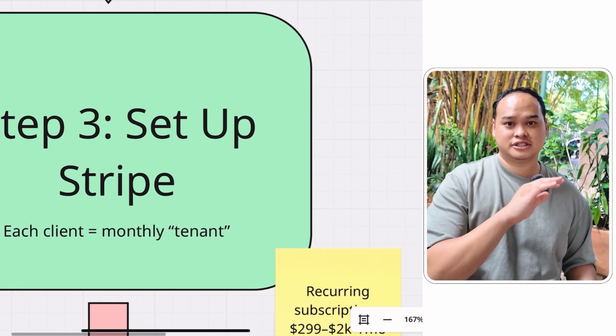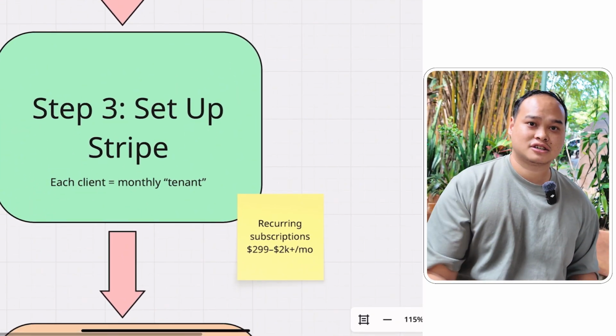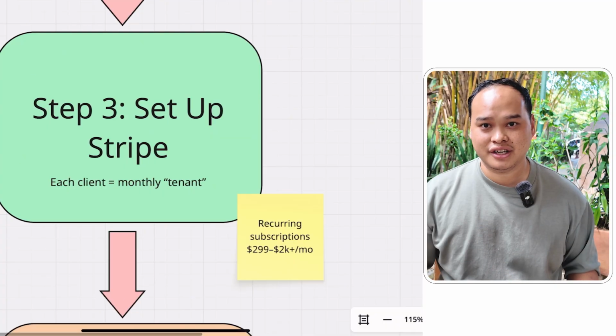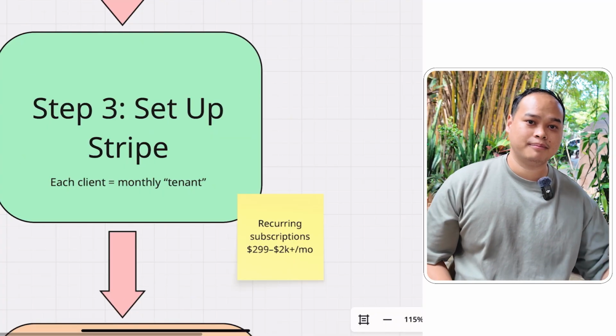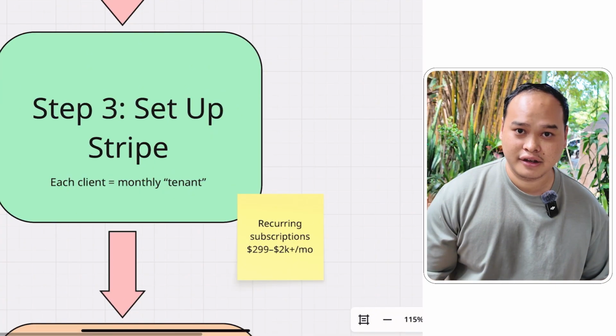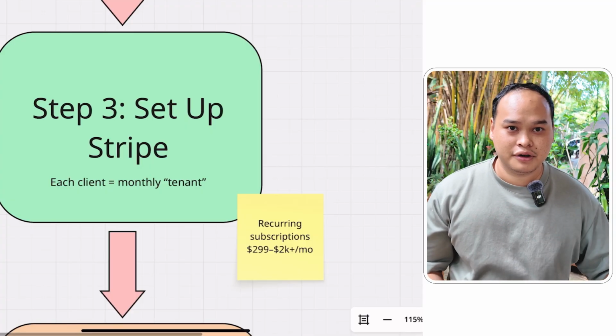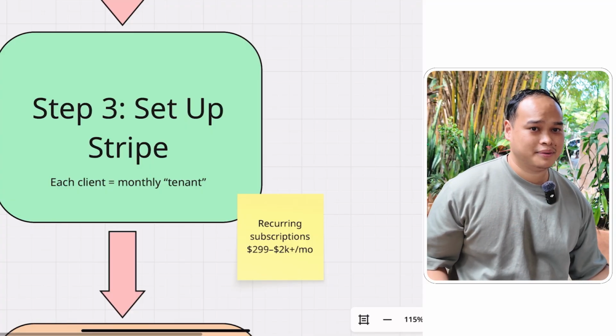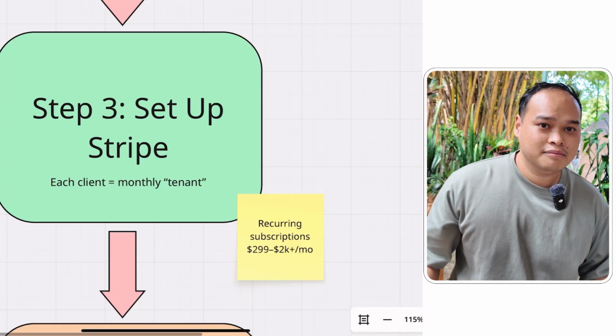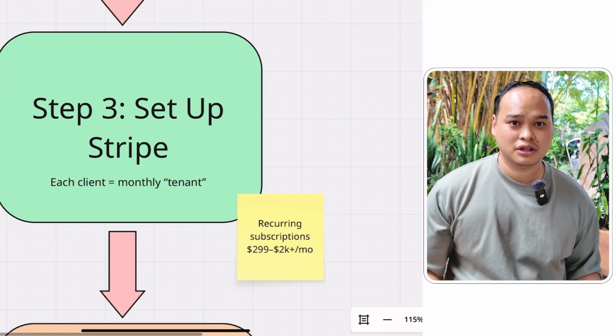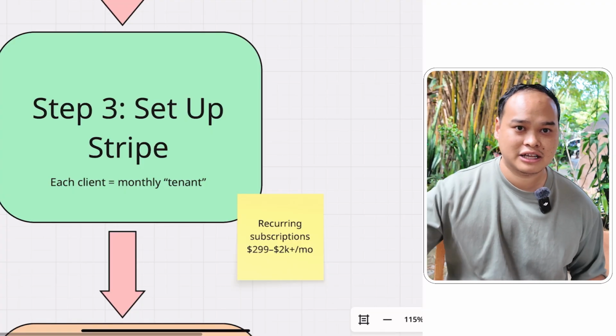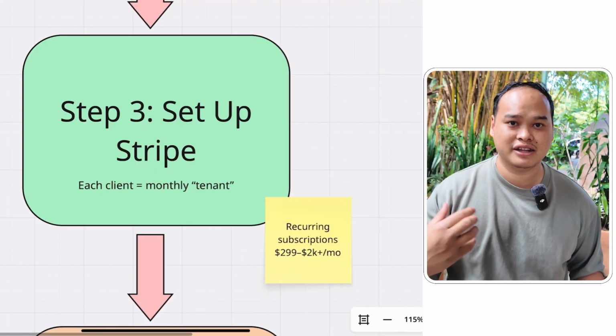The third step is set up Stripe. Now that you got your SaaS cloned, you need to start to actually connect payments. This is where Stripe comes in. You decide your pricing, okay? Pricing is really arbitrary, but you could go anywhere from $299 per month to $499 per month, and maybe even depending on the value you deliver, maybe $2,000 plus per month, depending on the type of business and the value that you're actually giving that business.